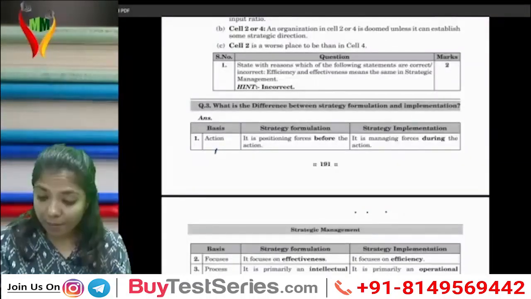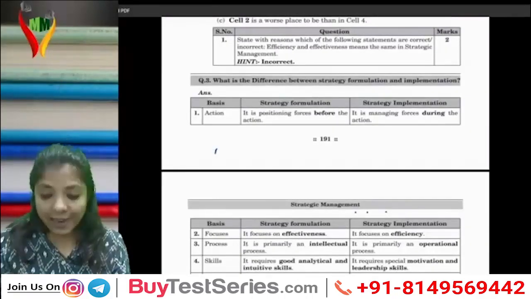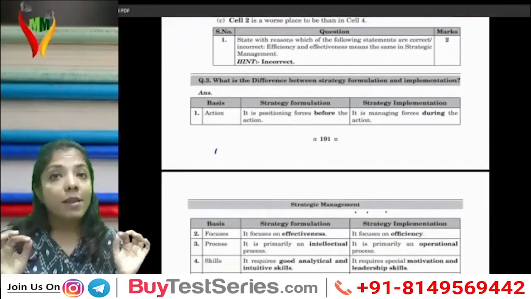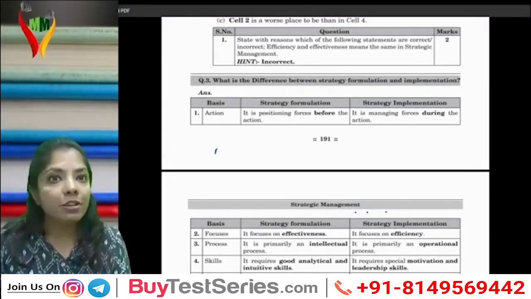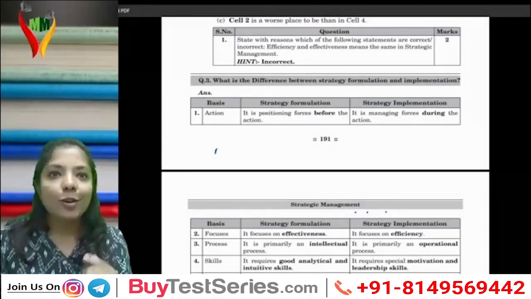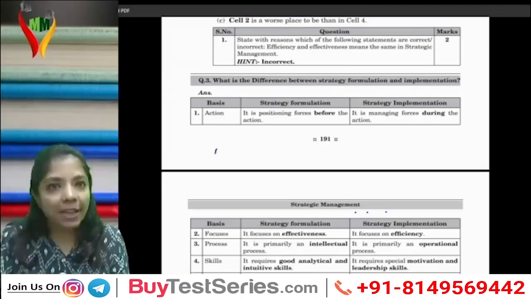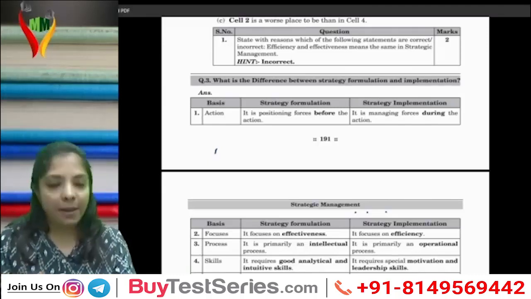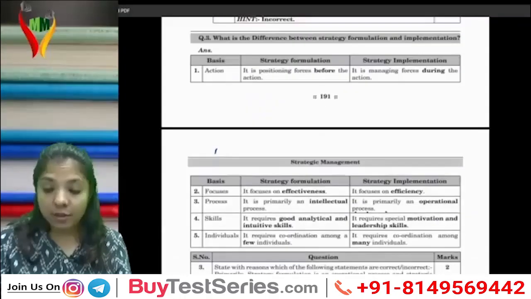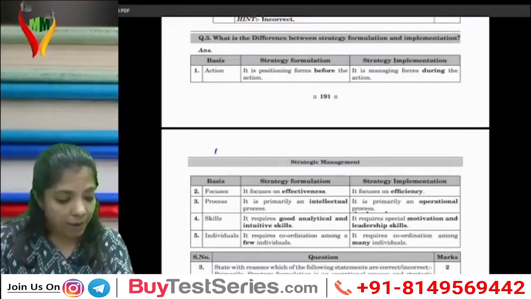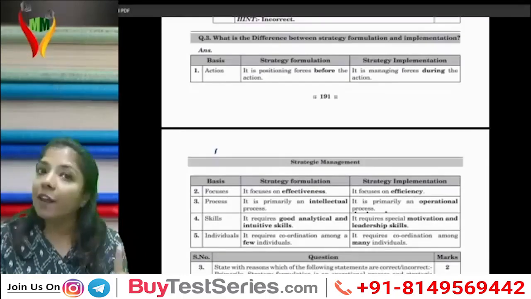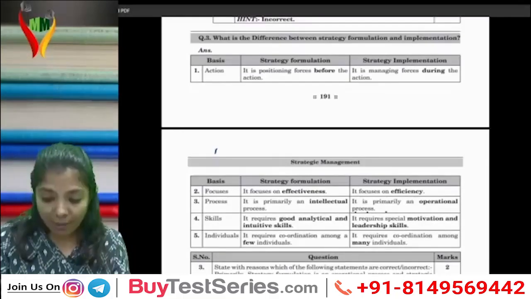Formulation and implementation. The first, action. Formulation is before action. Implementation is the action phase, during action. Am I clear? Next, focus. Formulation focuses on effectiveness, whereas implementation focuses on efficiency. Am I clear?